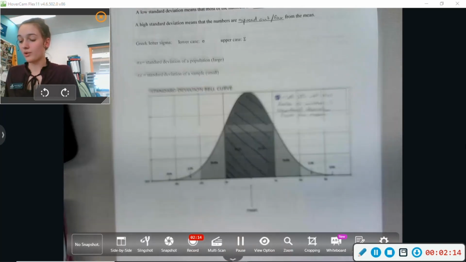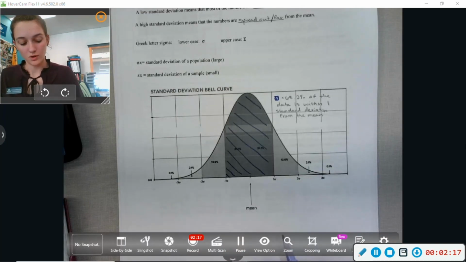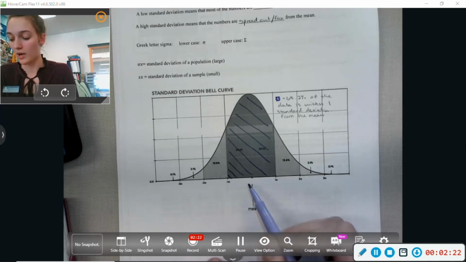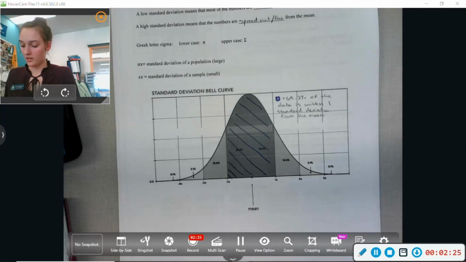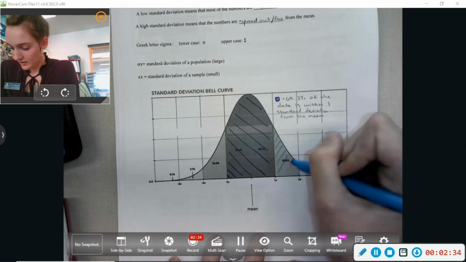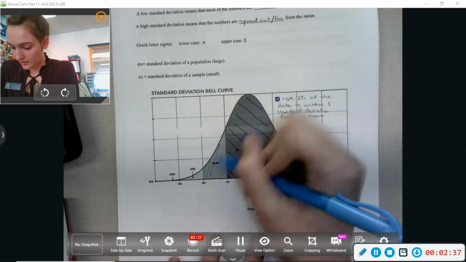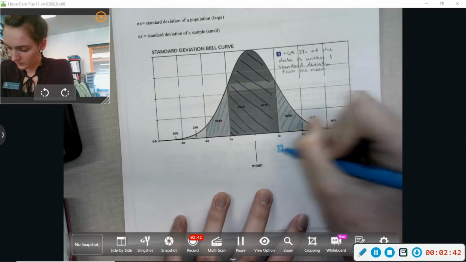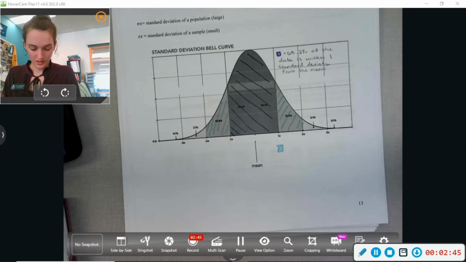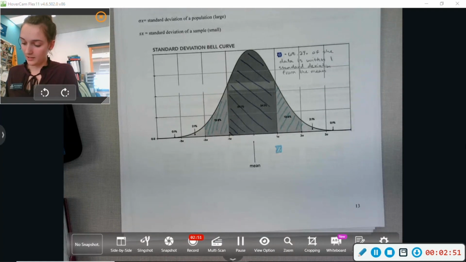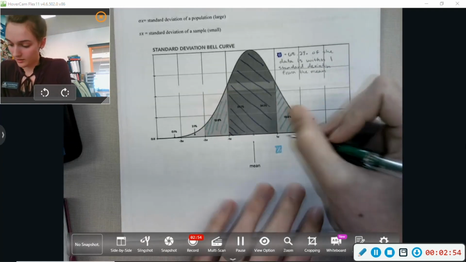So the standard deviation bell curve works like this: we format it so that 68.2% of the data is within one standard deviation away from the mean. Then our next section is going to be two standard deviations away, so that's going to be this part here and this part here. The blue part in combination with the purple part encompasses 95.4% of the data.